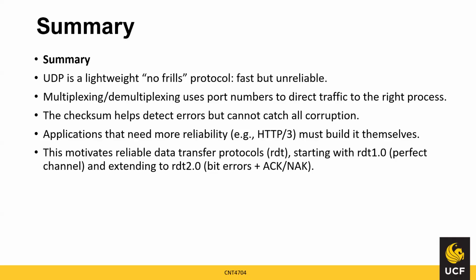So what we talked about is that UDP is very lightweight. Multiplexing and demultiplexing use the port numbers to direct traffic to the right process. The checksum itself helps us detect errors, but cannot catch all corruptions. And applications need more reliability. So HTTP/3 must build it themselves, and this is what they're doing. And this motivates reliable data transfer. When we say RDT, reliable data transfer, we started with RDT 1.0, which is perfect, and extended to 2.0. But we have more to go over in the next lecture.